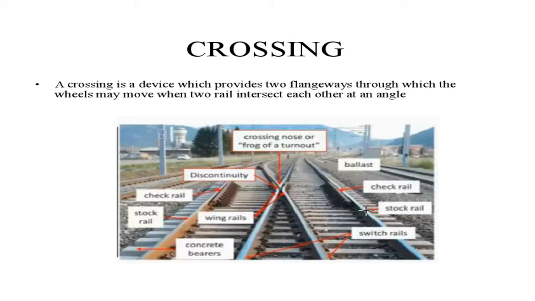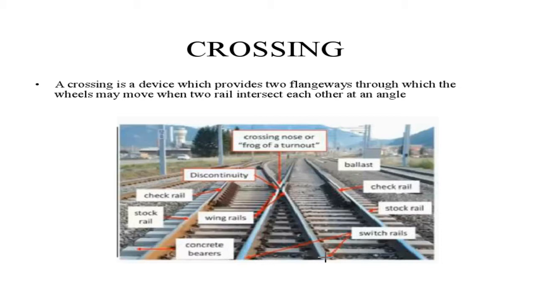You know that this is the crossing nose. A V shape is over here. It is the crossing nose, or it is also known as the frog of a turnout. Now you can see the check rails. You can see a check rail over here. You can also see wing rails over here. Then switch rails are there, meaning the tapered rail will be there. So these all things come under the components of crossing.